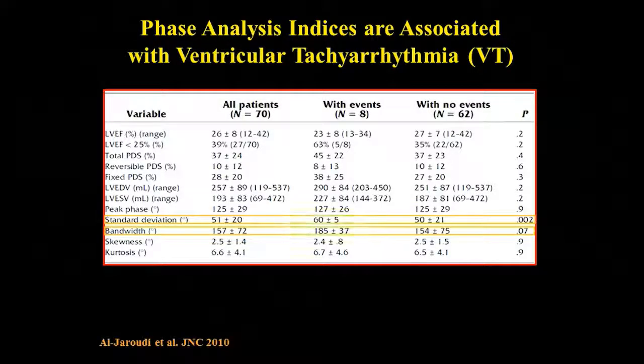Recent studies, in 2010 when we started doing this phase analysis, had started at the same time, and there was emerging data that abnormal indices of phase analysis were associated with VT. This is data from the University of Alabama, Ami Iskandrian's lab, showing that patients who had events had a greater degree of dyssynchrony defined by phase standard deviation and phase histogram bandwidth. This was a mix of patients with EF less than 40% and not our typical less than 35% patient population.